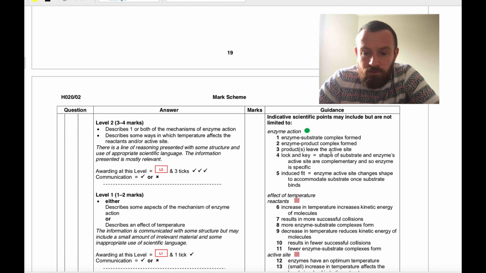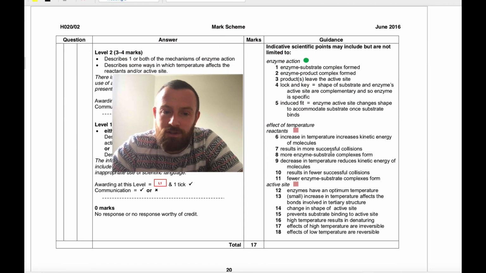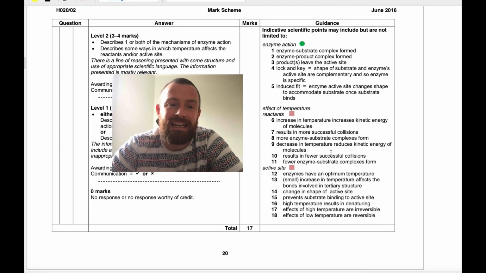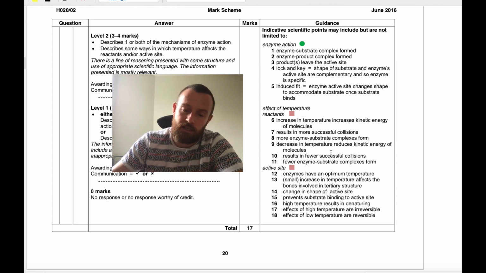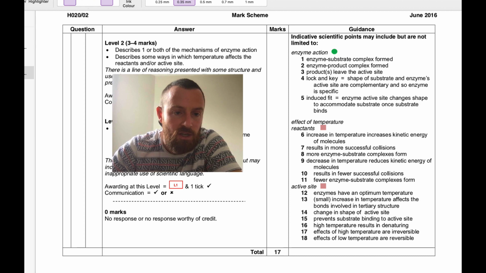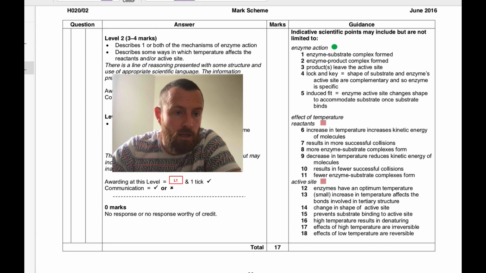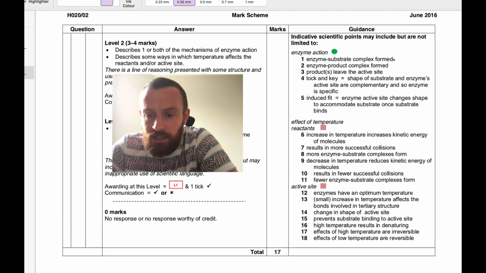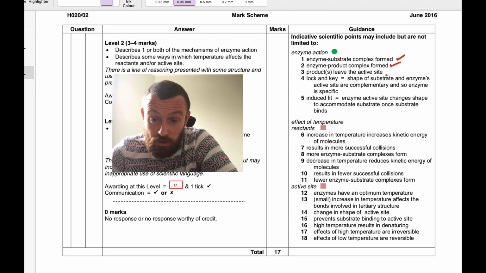So in terms of enzyme action, there are so many points we could say. Look at this, 18 different things you could have said to get the 6 marks. I love these essay questions because it's really an opportunity to pick up loads of marks. You can just say what you know, as long as you answer the question. Okay, so enzyme substrate complex, enzyme product complex, mention those. Products leave the active site. You've got to be specific. Lock and key, induced fit. Okay, so yeah, there's talking about that.